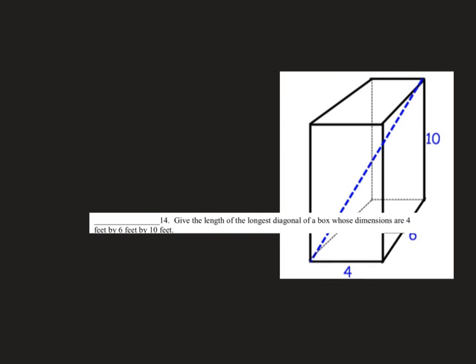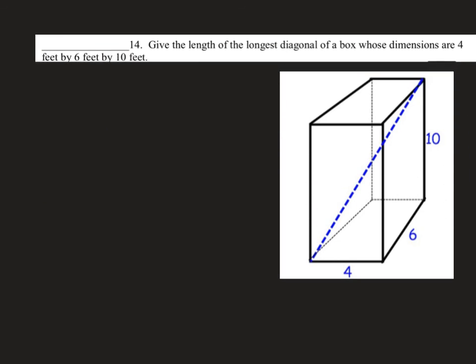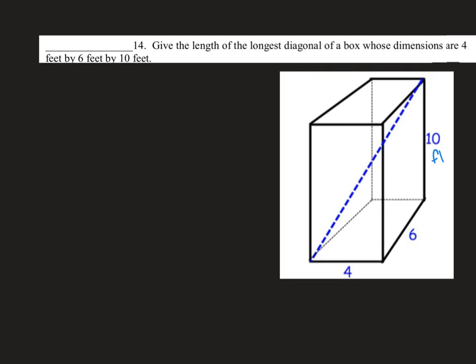Okay, so it says, give the length of the longest diagonal of a box whose dimensions are 4 by 6 by 10 feet. Okay, so these are all in feet. So this is feet, feet, feet. All right, now this comes from the back top right point to the front left bottom point. This thing is traveling through the inside of the box. So there is this hypothetical right triangle going through the inside of the box. Now, I know that this is 10, but I don't know this point. I guess I'm going to have to figure that out somehow.